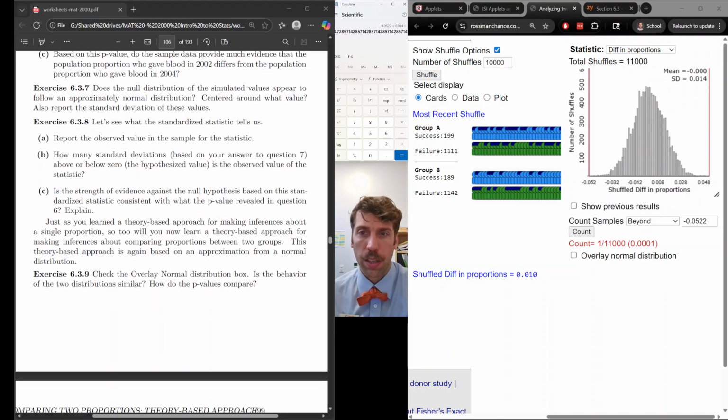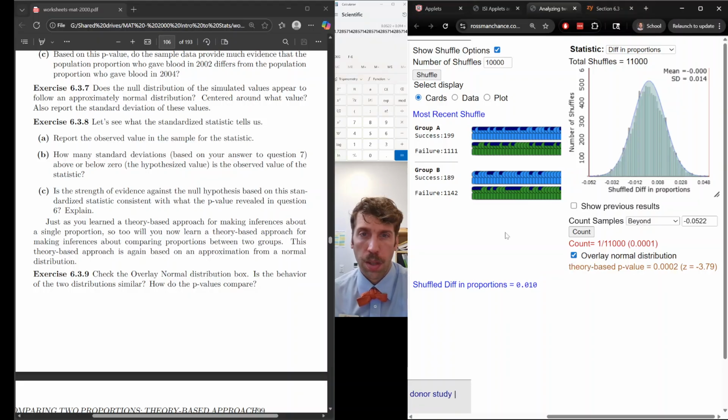Okay, now we're going to click the overlay normal distribution. And is the behavior of the two distributions similar? How do the p-values compare? It follows really well, so they are quite similar. And my p-value is almost the same, just a little bit off.